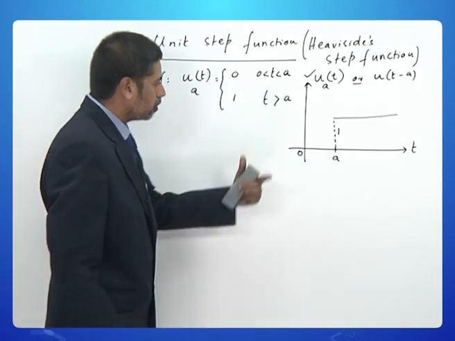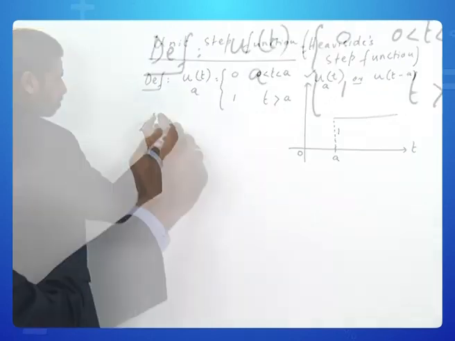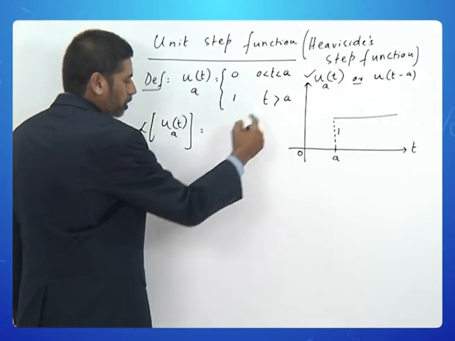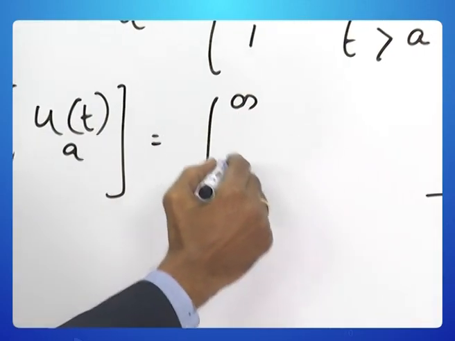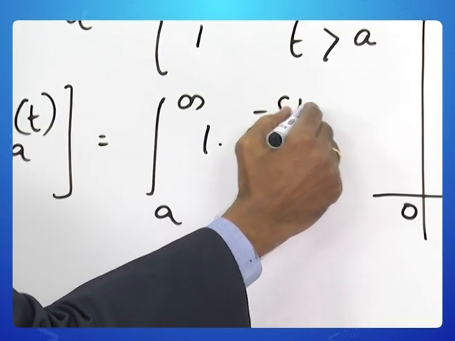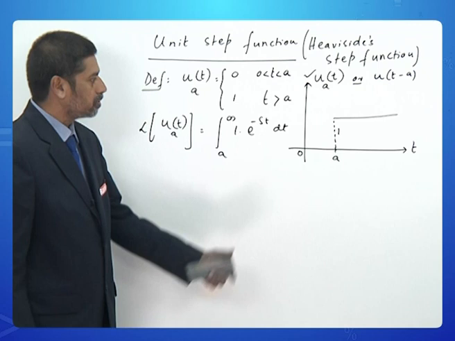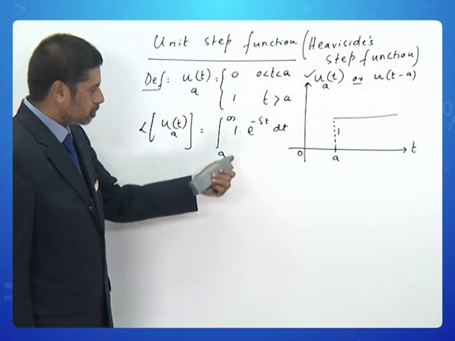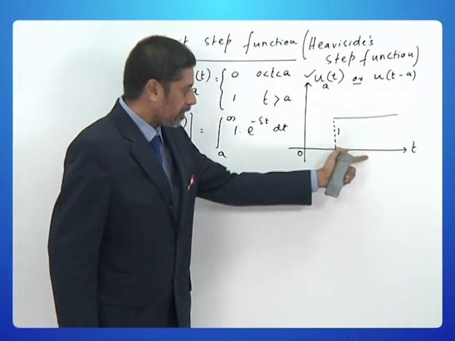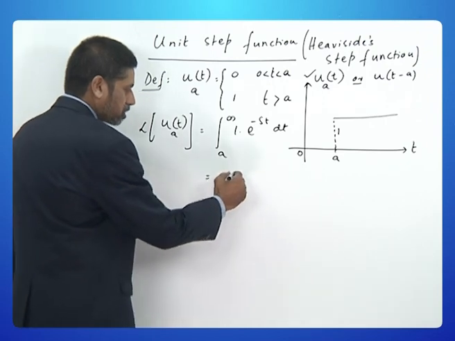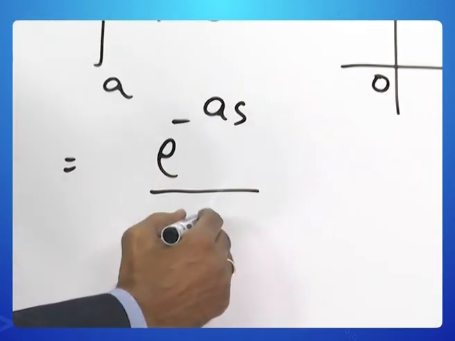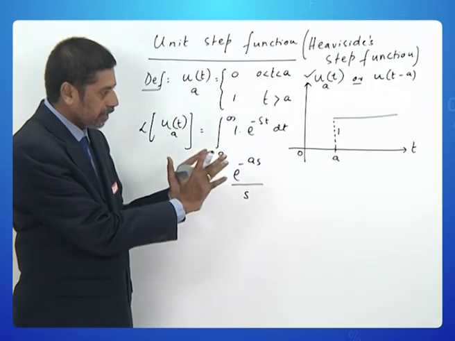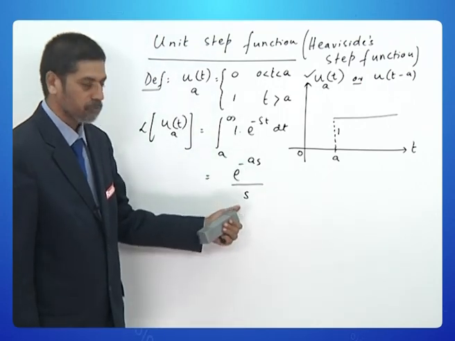Right? Now when you find the Laplace transform of this function, you have to integrate only in the second interval, a to infinity, 1 into e power minus st dt. We don't have to integrate over the interval 0 to a because there is no signal value in that interval, it is 0. So it is only in the second interval that we integrate, and you will simply get e power minus as by s. So the Laplace transform of the ideal unit step function is e power minus as by s.